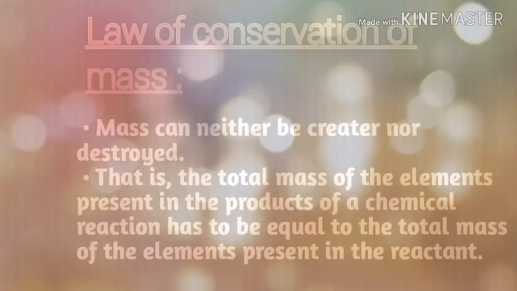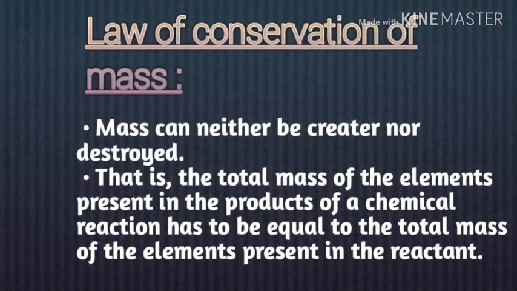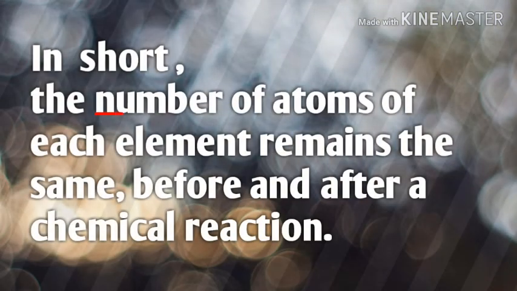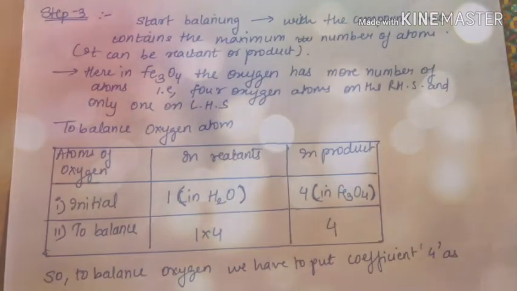That is, the total mass of the elements present in the product of a chemical reaction has to be equal to the total mass of the elements present in the reactant. In short, it states that the number of atoms of each element remains the same before and after a chemical reaction. Hence, we need to balance the skeletal equation of iron.